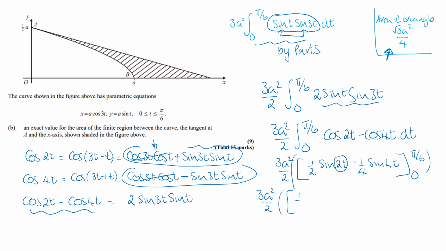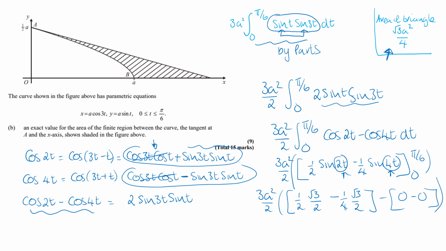Sine of 60 is half root 3 over 2 minus, and then when we do 4 times pi by 6, that's going to be 2 pi by 6, which is 120, which is also root 3 over 2, so that's a quarter root 3 over 2. And then our other limit, when we put t in as 0, sine of 0 is just going to be 0 minus 0. So we don't need to worry about that bit.